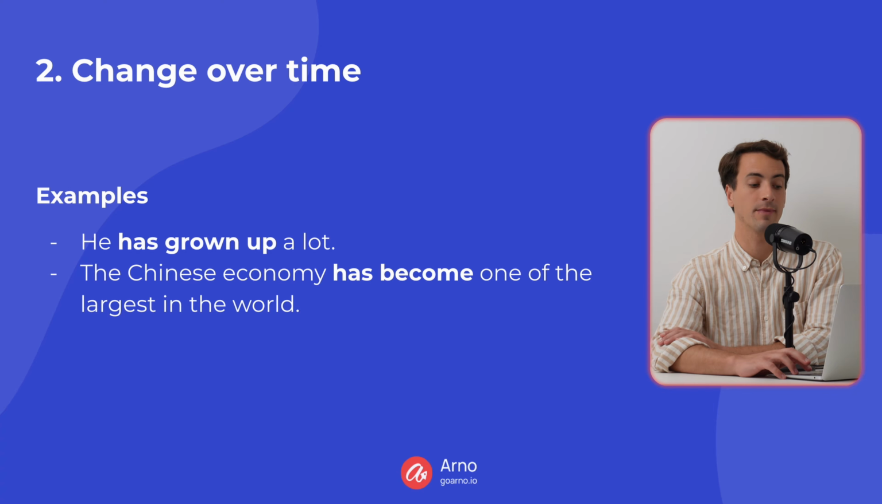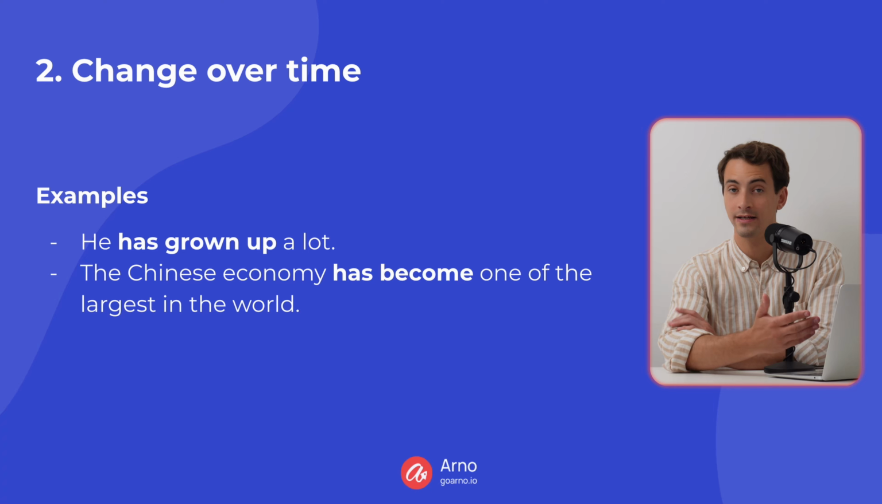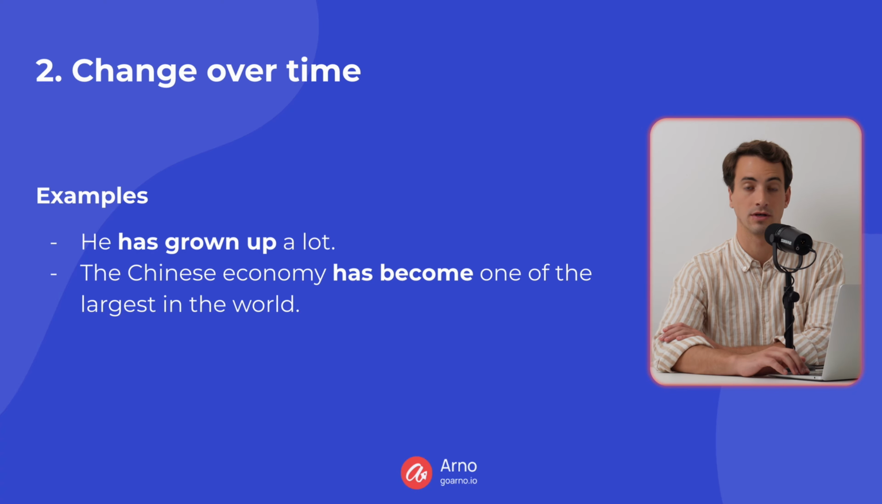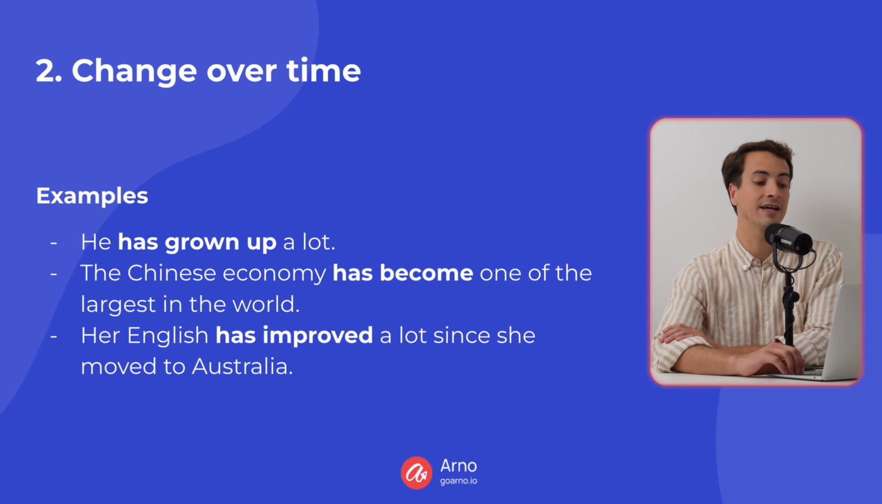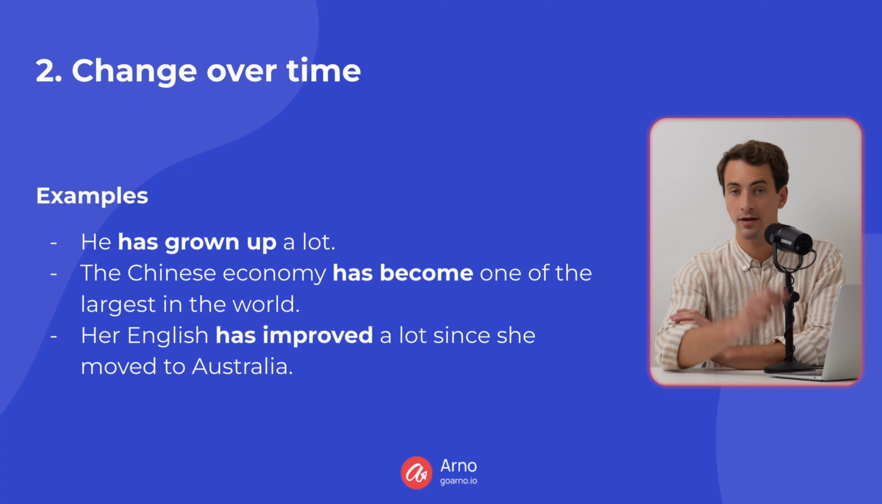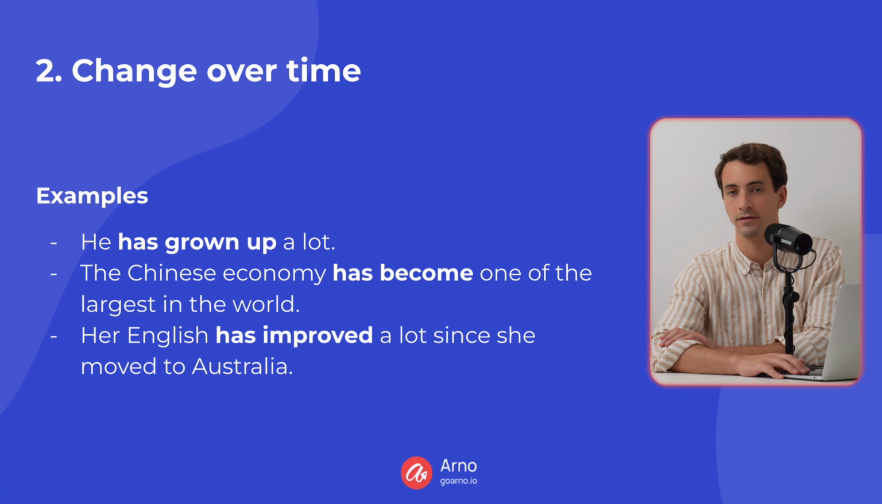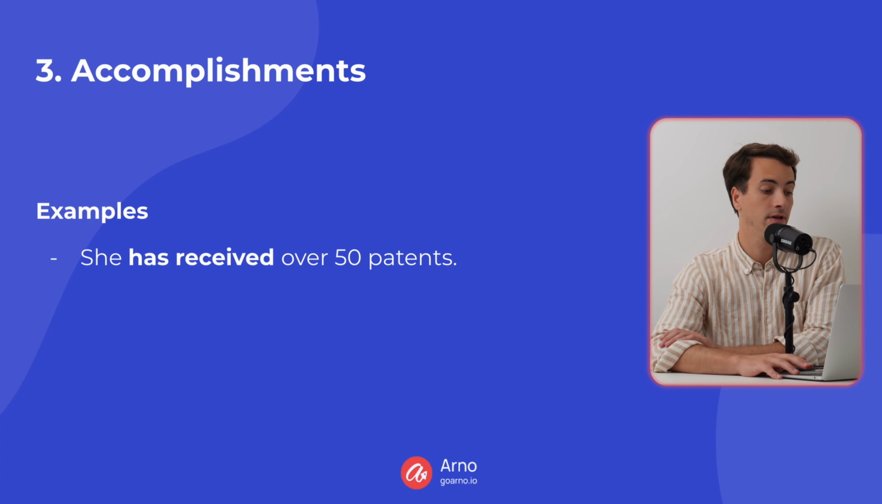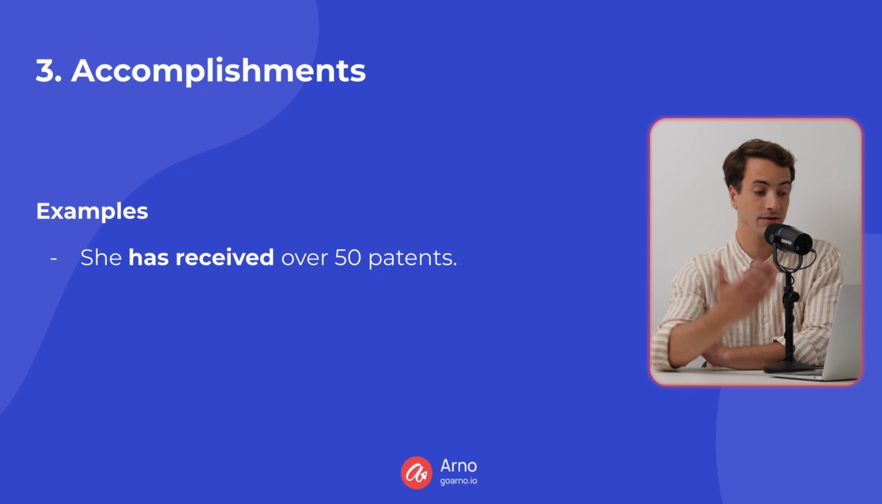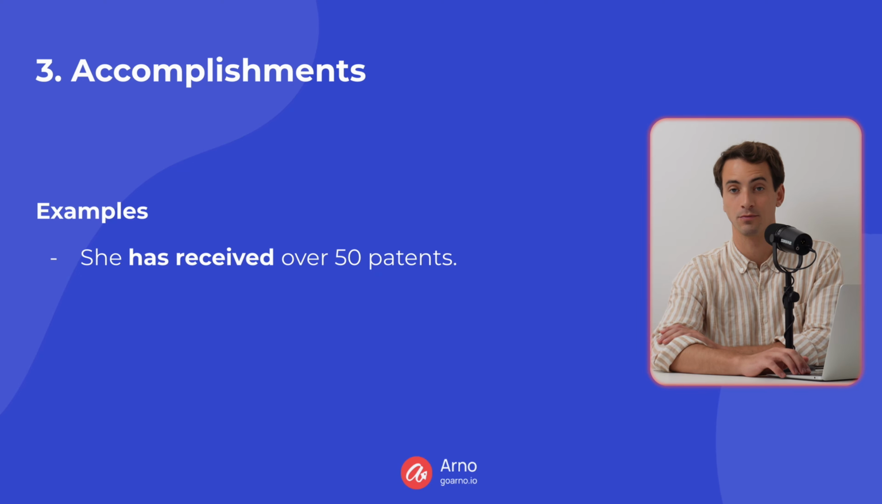The Chinese economy has become one of the largest in the world. We don't know when exactly based on this sentence. We use the present perfect. Her English has improved a lot since she moved to Australia. Okay, so she moved to Australia, and at some point during that time, unspecified, she improved her English. Accomplishments. She has received over 50 patents. When exactly? It's not said, so we use the present perfect.